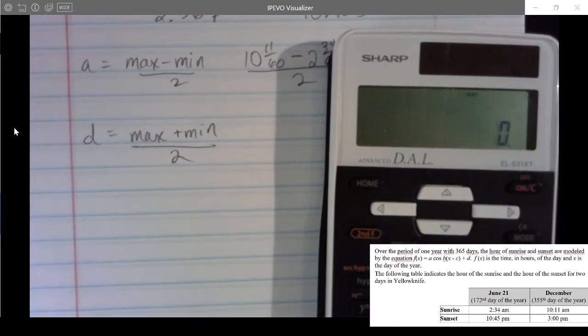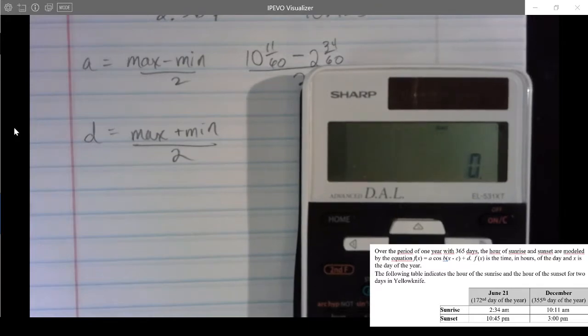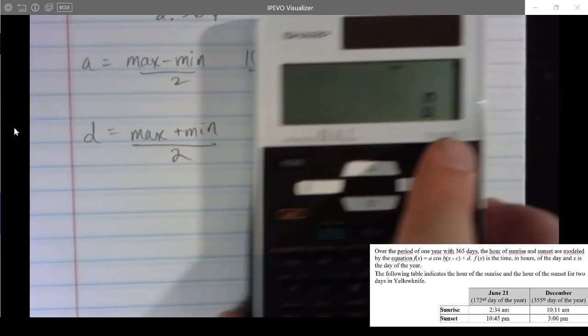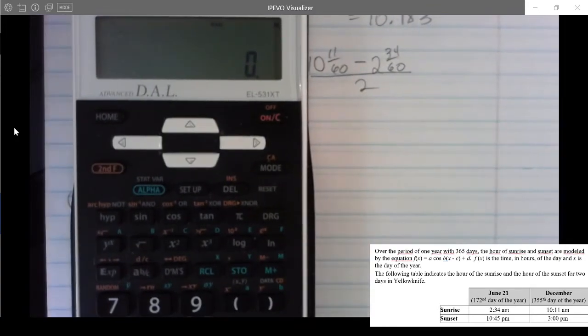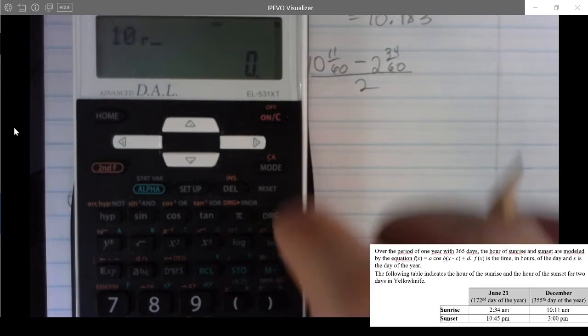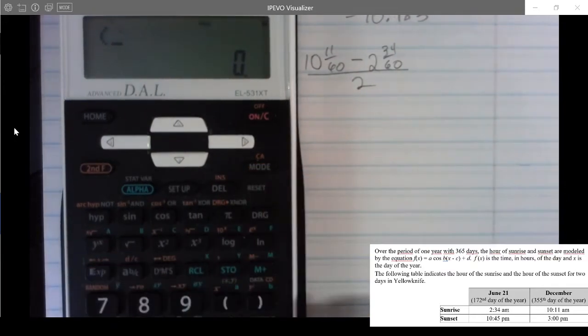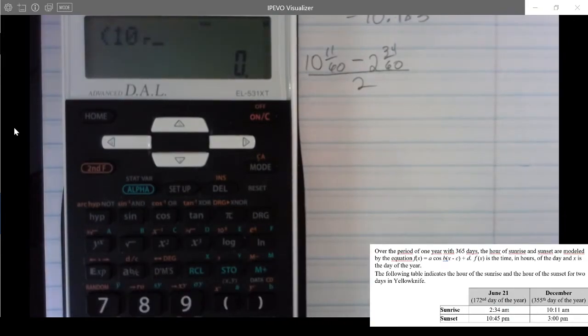This is easier to see with the screen on the desktop here. Okay, so where's the fraction button on this guy? The fraction button on this guy is right here, ABC. And I'm going to enter this over here. Okay, so 10, fraction button. Oh, you know what? Stop, start again. I need a bracket, otherwise it won't know to do the subtract before the divide. So open a bracket, 10, fraction button, and 11 over 60.